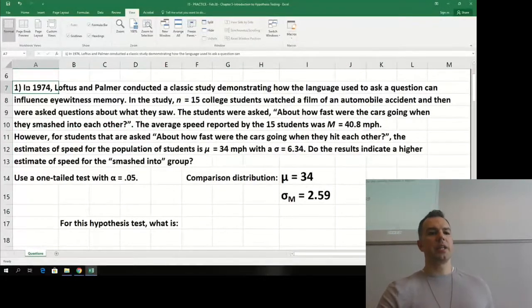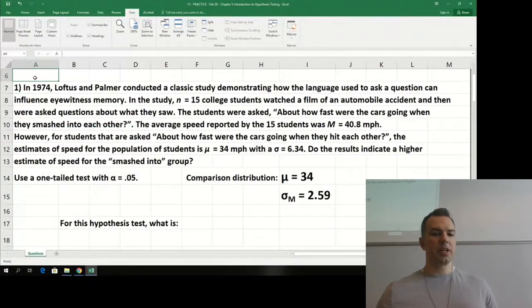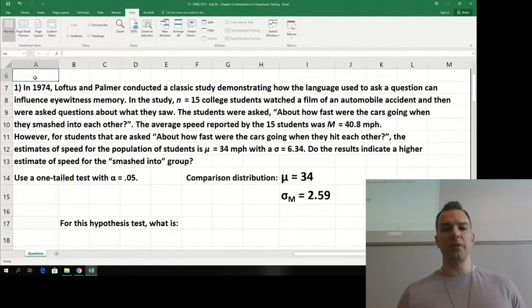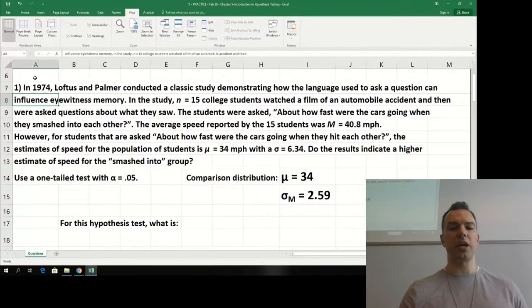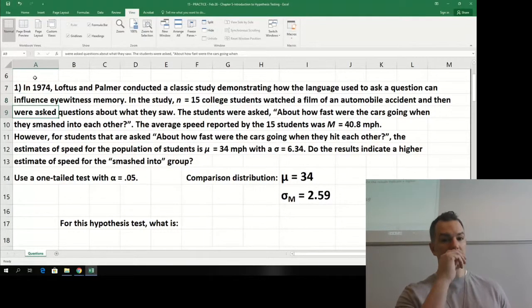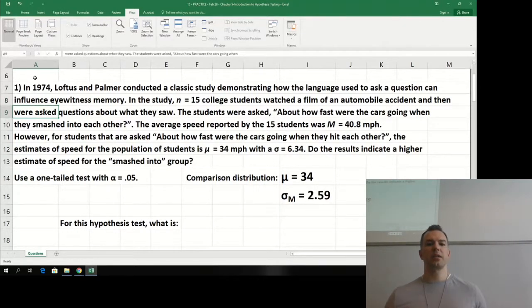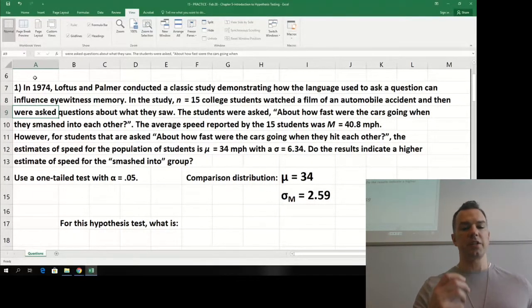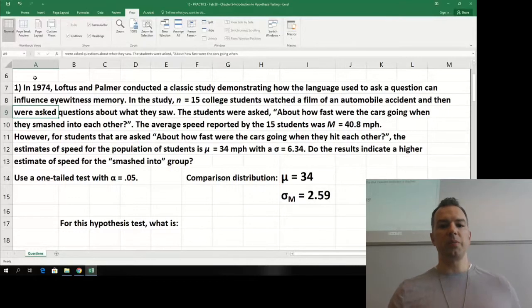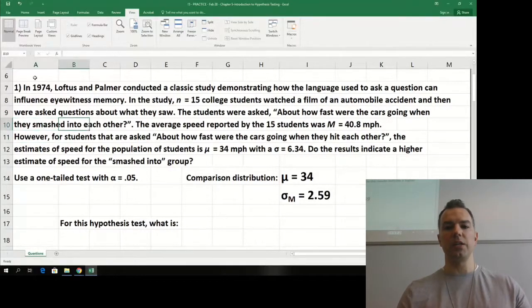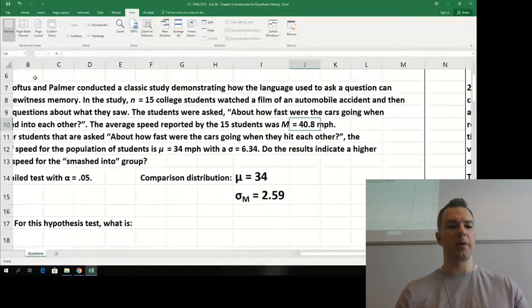All right, so it goes in 1974. Loftus and Palmer conducted a classic study demonstrating how the language used to ask a question can influence eyewitness memory. In the study, 15 college students watched a film of an automobile accident and then were asked questions about what they saw. The students were asked about how fast were the cars going when they smashed into each other. The average speed reported by the 15 students was 40.8 miles per hour.